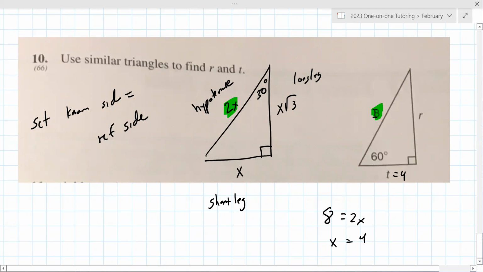The short leg is always half the hypotenuse. Okay. I feel like you either don't understand, have never seen this before, or are tired, or something.